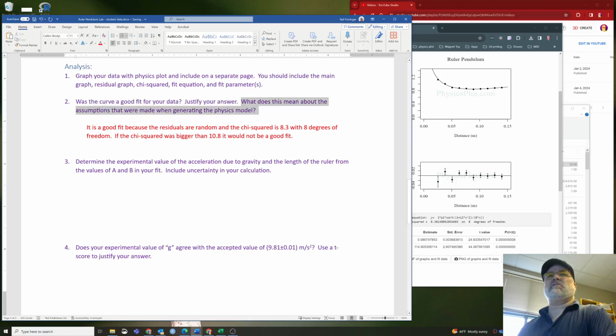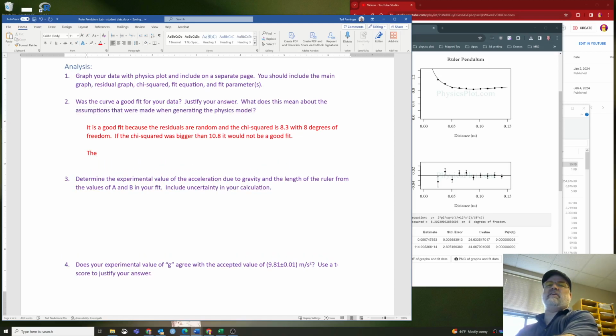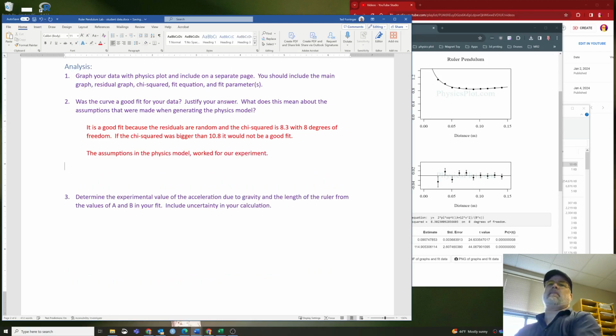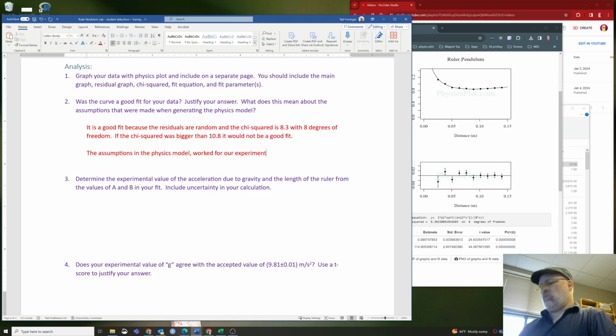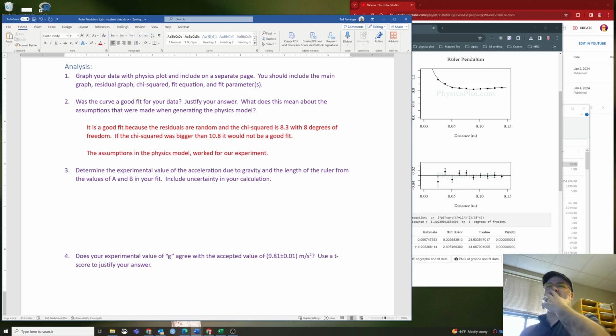What does this mean about the assumptions that were made when generating the physics model? Well, because it's a good fit, the assumptions in the physics model worked for our experiment. So whatever assumptions were made in creating that physics model, they worked fine for our experiment. If it had been a bad fit, we would say, well, there was either something wrong with the assumptions in the physics model, or there was something wrong with the data collection.